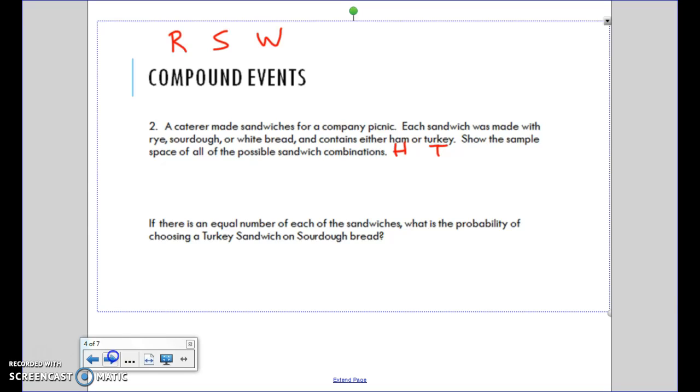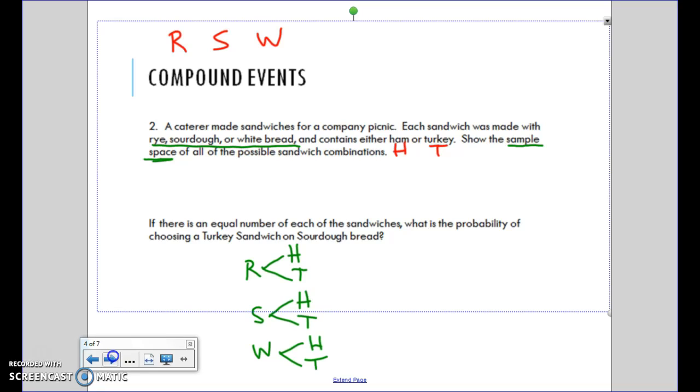And so again, I'm going to make a tree diagram here down where I have a little space. And I need all the sample space, all the different things that could happen. So let's start with the bread types. I could start with rye, sourdough, or white bread. Now, if I choose rye bread, I could have a rye with ham, or I could have a rye with turkey. If I choose sourdough, I could have a sourdough with ham, or a sourdough with turkey. And if I have white bread, I could have a white ham or a white turkey sandwich.